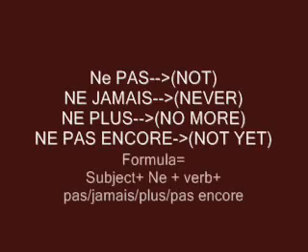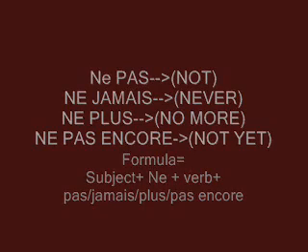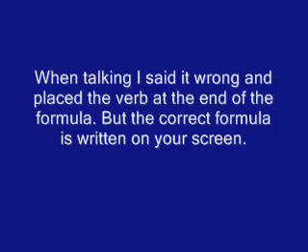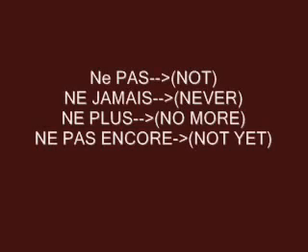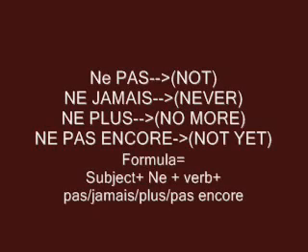Alright? That was easy. So, remember, subject plus ne, plus the verb, plus pas, or plus, or jamais, or pas encore. This is the formula to express negative sentences in French. Well, that will be it. That was kind of easy, right? You just have to plug in the verbs and you're fine if you just use this formula, okay?